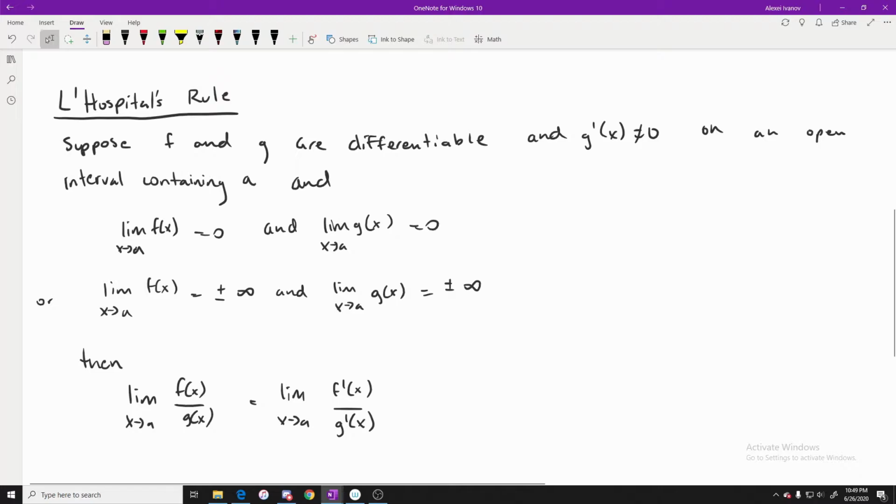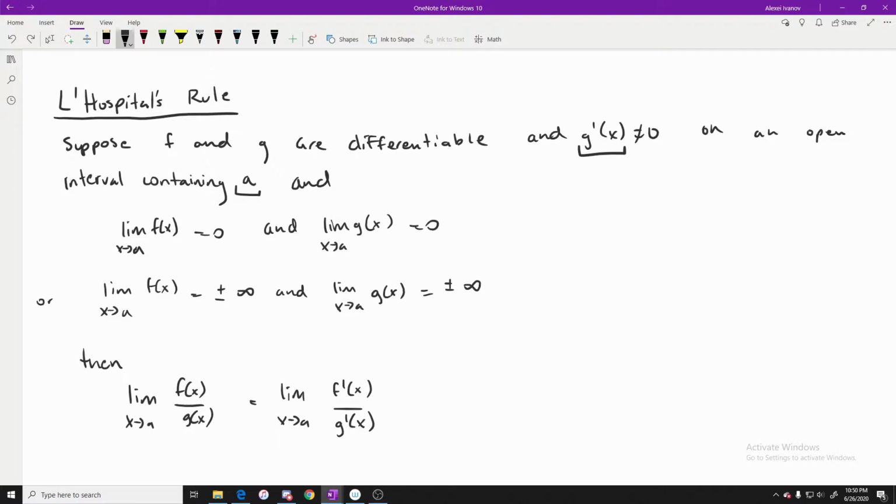So here's L'Hospital's Rule, and let's go through the definition first. Suppose that there are two functions f and g and that they're differentiable. Obviously g prime of x is not equal to 0. We'll see why later, it's because of this definition right here, but this is important. It's on an open interval containing the value a, because we're approaching a, so we want that value to be within the interval that we're talking about.